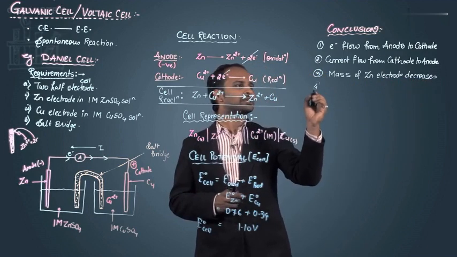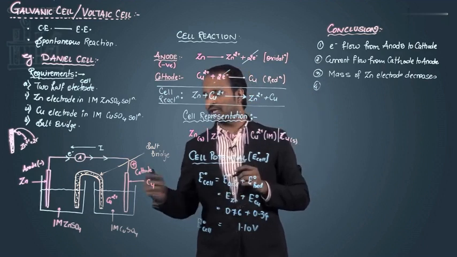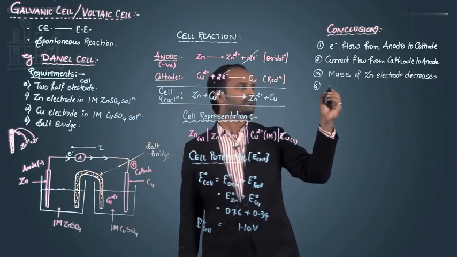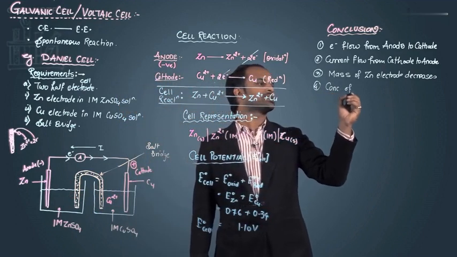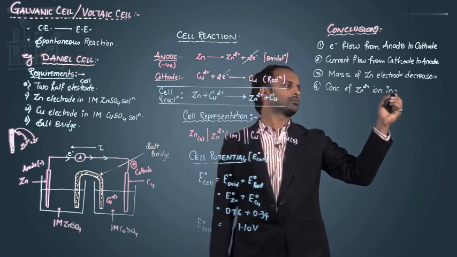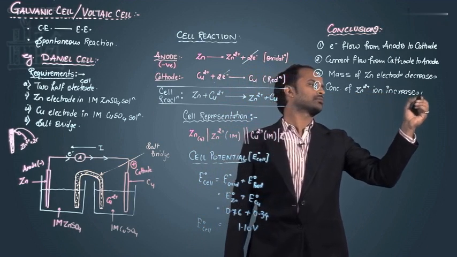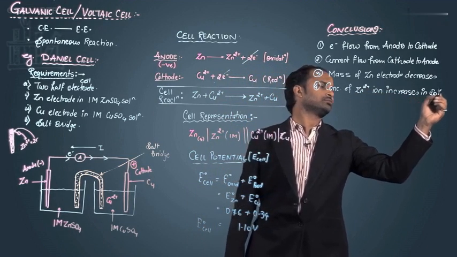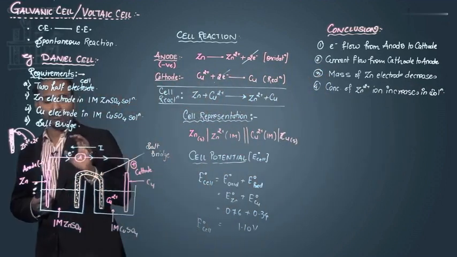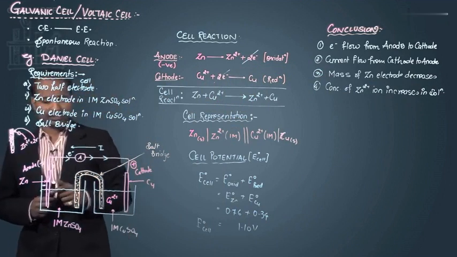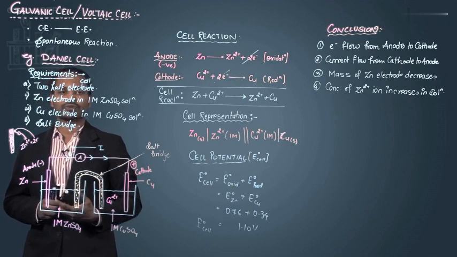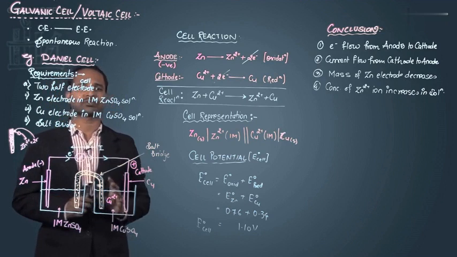The mass of zinc electrode decreases because the zinc electrode is getting converted into zinc ions. That means the zinc electrode produces zinc ions in the solution, therefore the concentration of zinc ion increases in the solution. And since the concentration of zinc ion increases, what happens due to this? Ultimately the positive charge in the solution will increase, and once the positive charge increases, the reaction will stop.